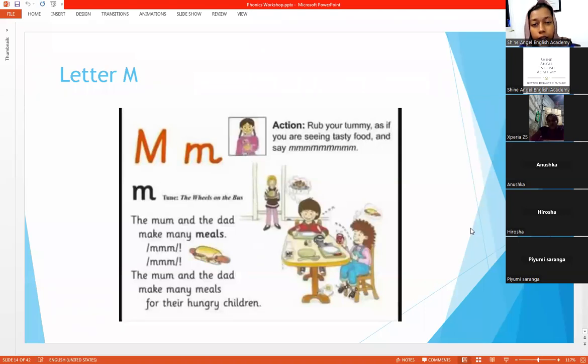With this one you can also use the beats on the blocks. For example, the mom and the dad make many meals for their hungry children. Introduce the song, okay?